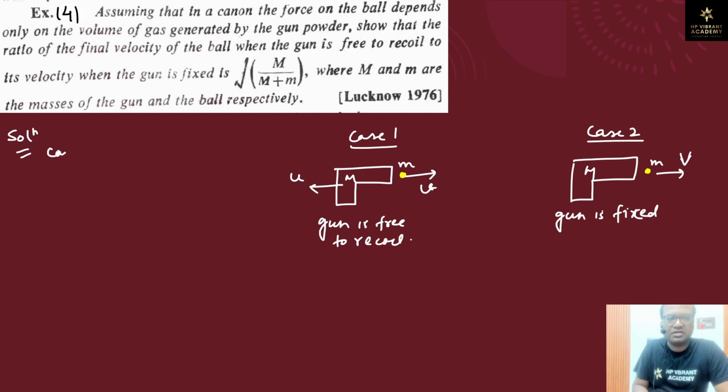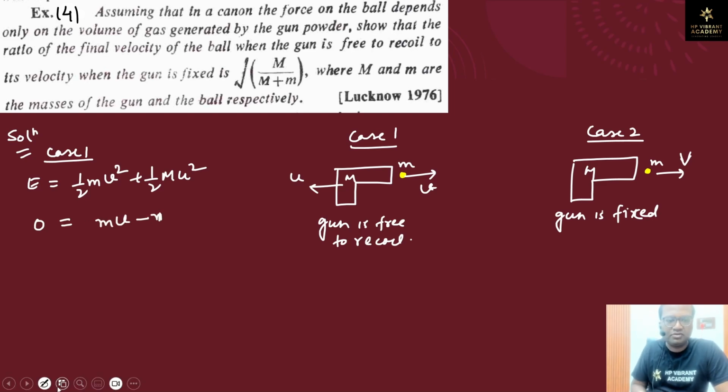So let's start. In case 1, the total energy generated is half of small m into small v square plus half of capital M into small u square, and applying the principle of conservation of linear momentum, the momentum before firing will be equal to momentum after firing. So momentum before firing is 0, which is equal to small m into small v minus capital M into small u. So from here we have u is equal to m v upon capital M.